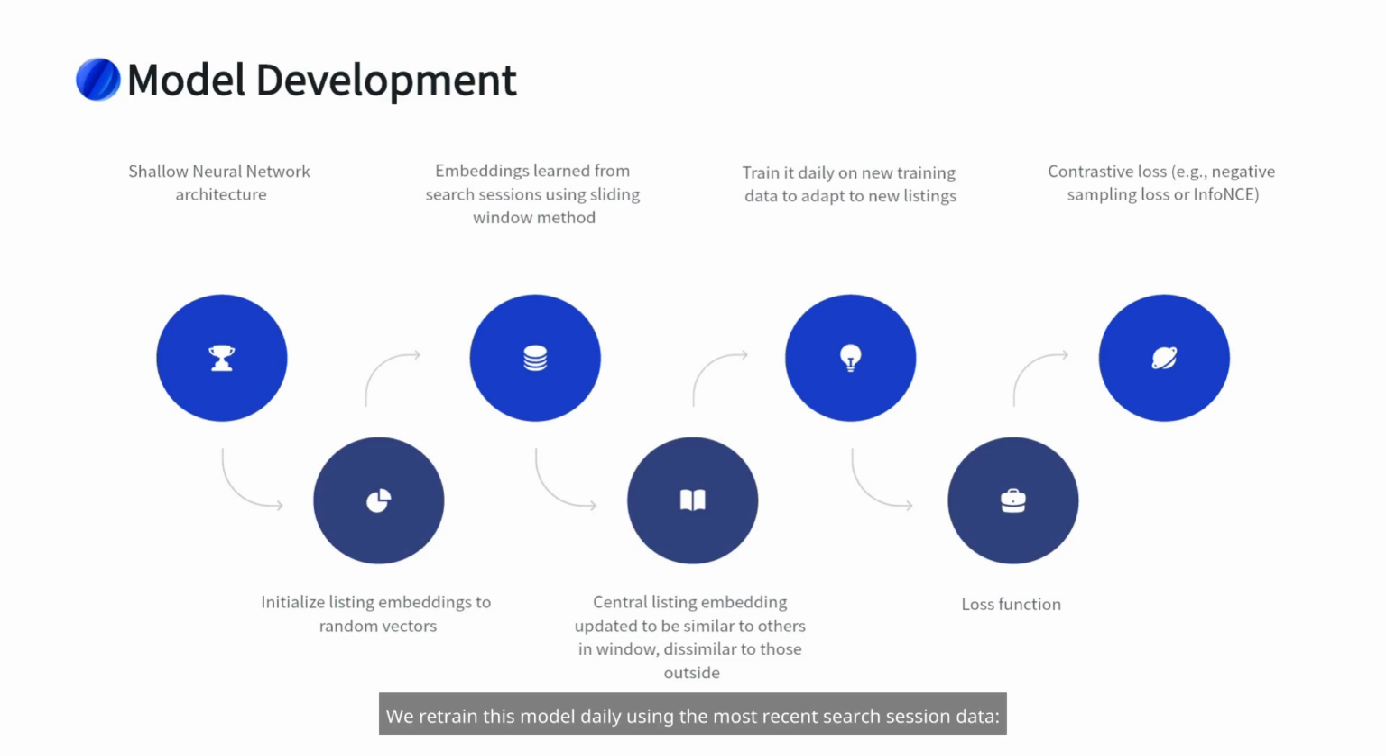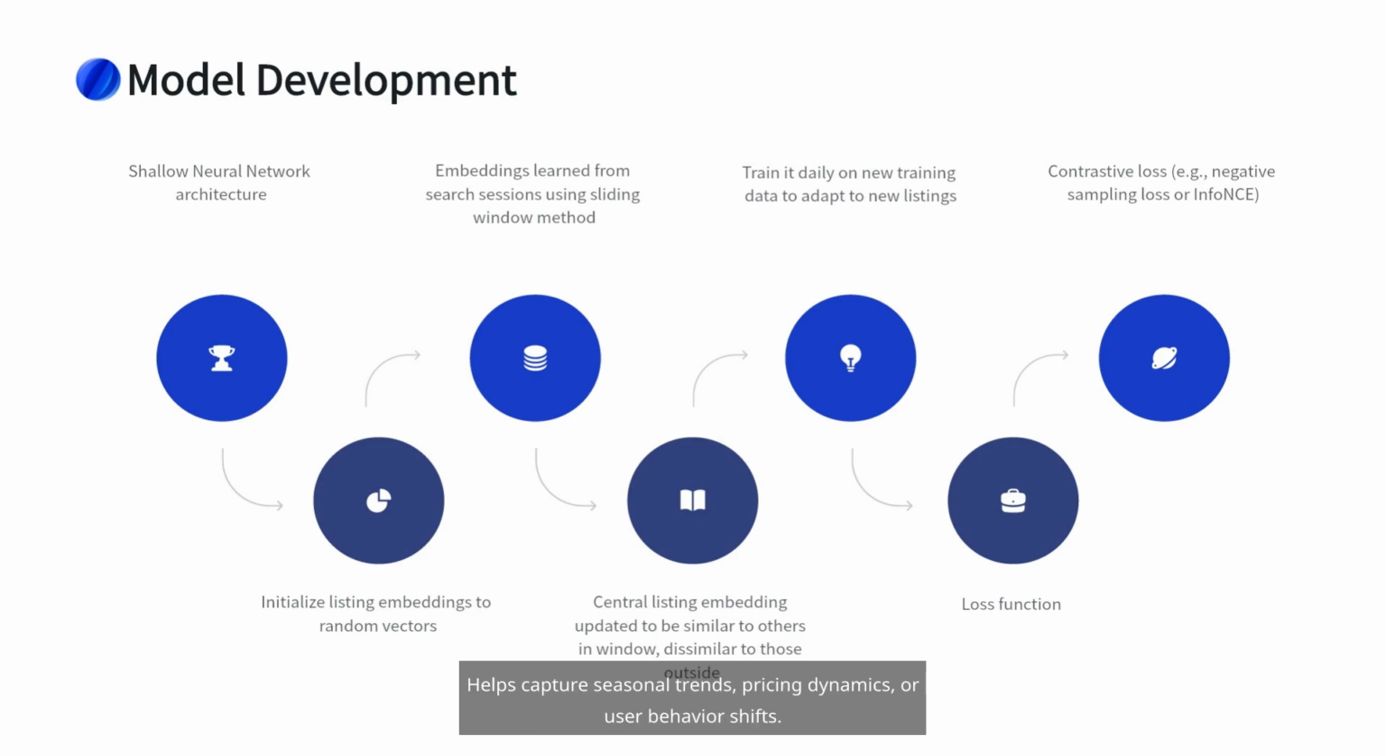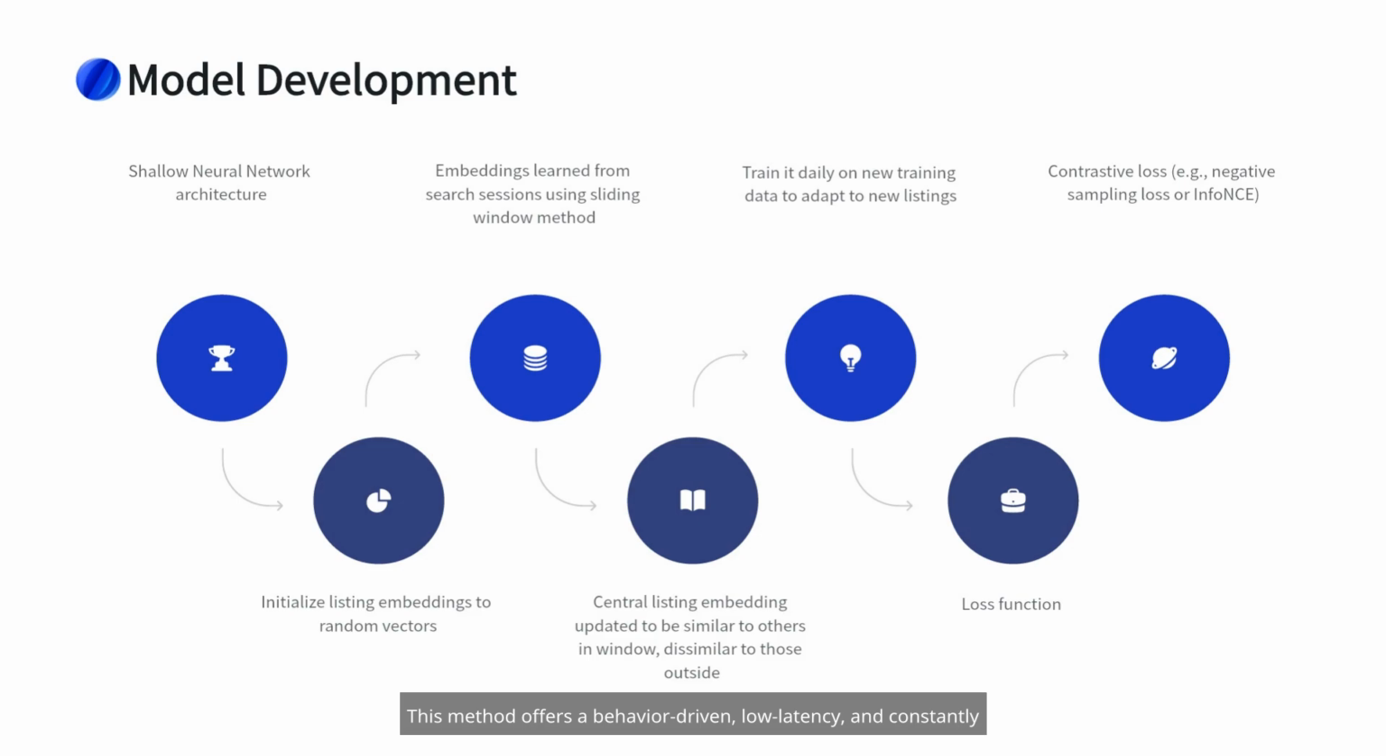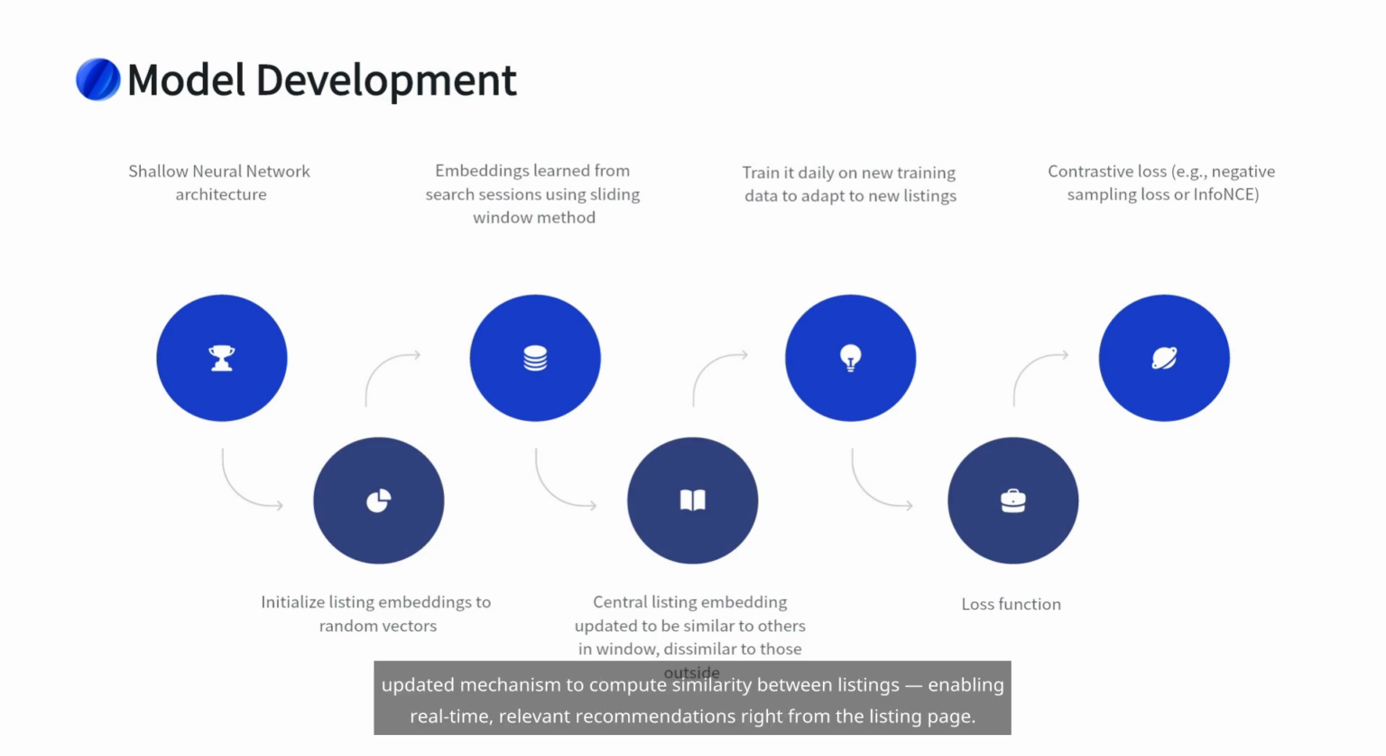Daily retraining. We retrain this model daily using the most recent search session data. This helps capture seasonal trends, pricing dynamics, or user behavior shifts, and ensures we can incorporate new listings quickly by learning their embeddings as they appear in search sessions. Training is fast due to the shallow architecture and simple loss function. This method offers a behavior-driven, low latency, and constantly updated mechanism to compute similarity between listings, enabling real-time, relevant recommendations right from the listing page.